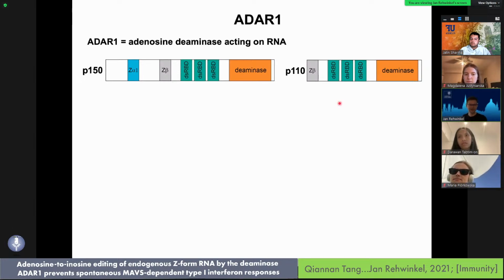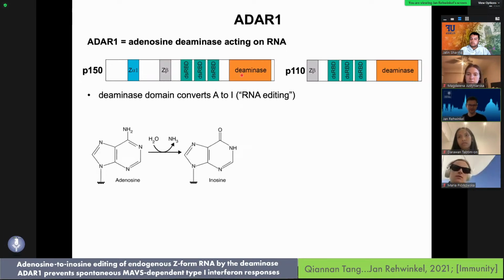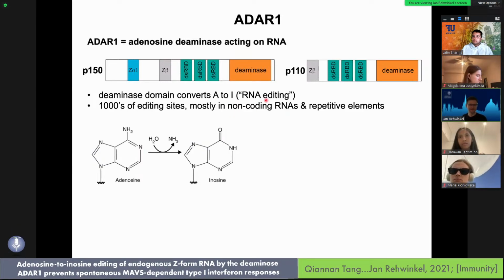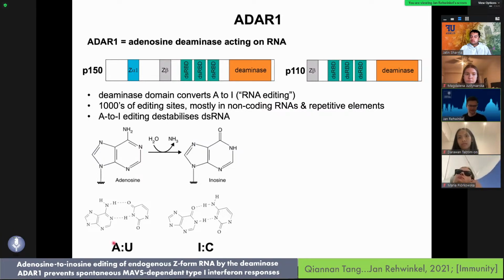What these two isoforms have in common is at the C-terminus, this deaminase domain shown here in orange. This domain has a catalytic function, and this activity is to deaminate adenosine to inosine in RNA. That's chemically shown here, where this adenosine is changed to an inosine in this deamination reaction catalyzed by the deaminase domain in ADAR1. This process is called RNA editing, where A's are converted to I's. There are thousands, if not millions, of sites that are edited in the human transcriptome. Most of these sites that are edited are in non-coding RNAs and in repetitive RNA. This is important because A-to-I editing destabilizes double-stranded RNA structures. That is because adenosine pairs with uracil in a double-stranded RNA, as shown on the left here.